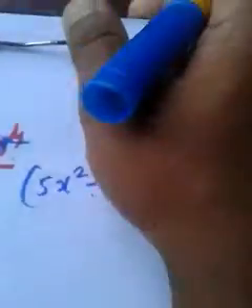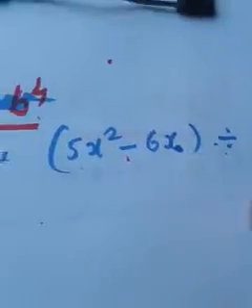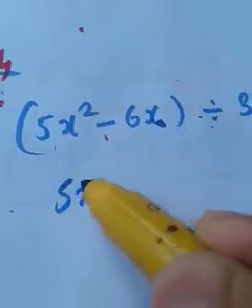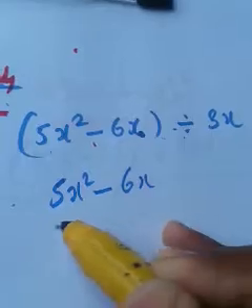So moving to the next question, this is your question. 5x square minus 6x divided by 3x.